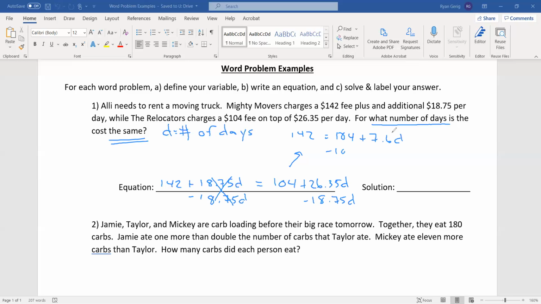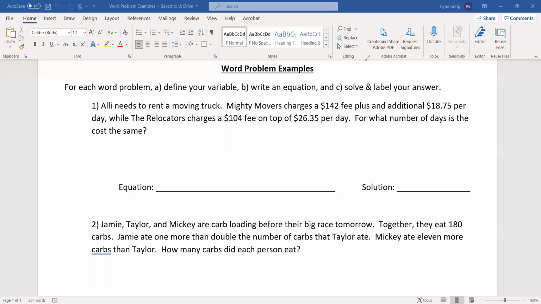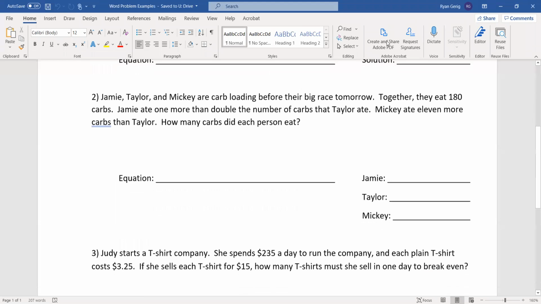Now I've got to move the 104, which gives me 38 equals 7.6D. Divided by 7.6. Again, you're going to want a calculator. 38 divided by 7.6 is 5. So at 5 days, those two companies are going to cost the exact same amount. Okay, we'll go ahead and clear that. If you have any questions on that, email me or rewind and watch again.